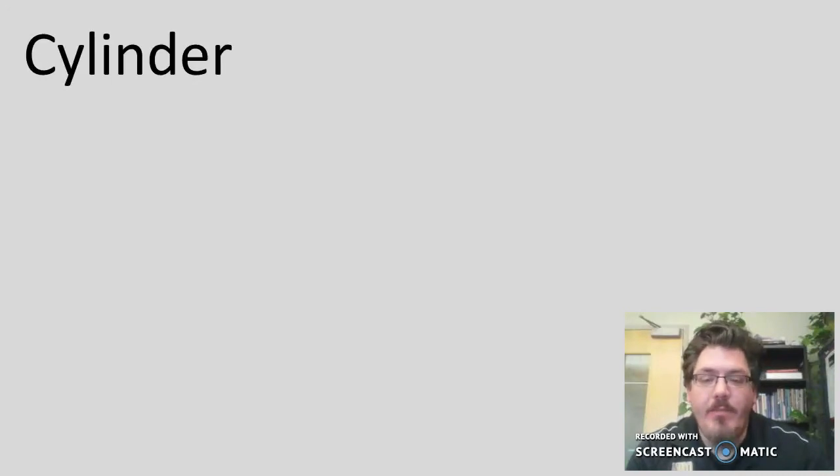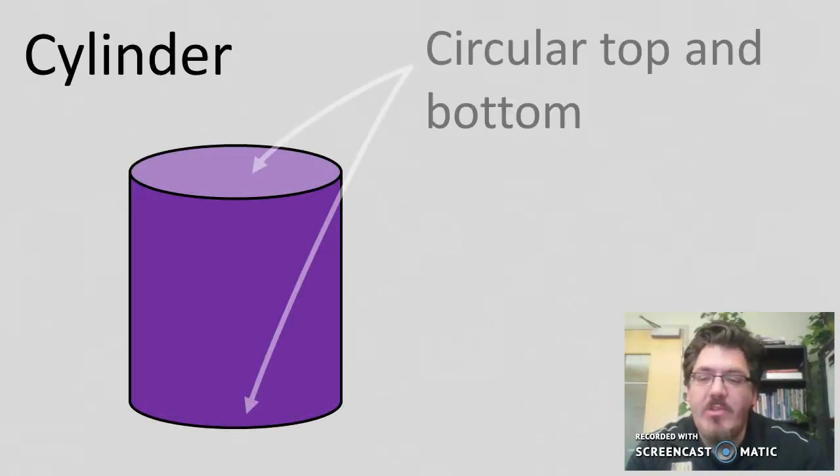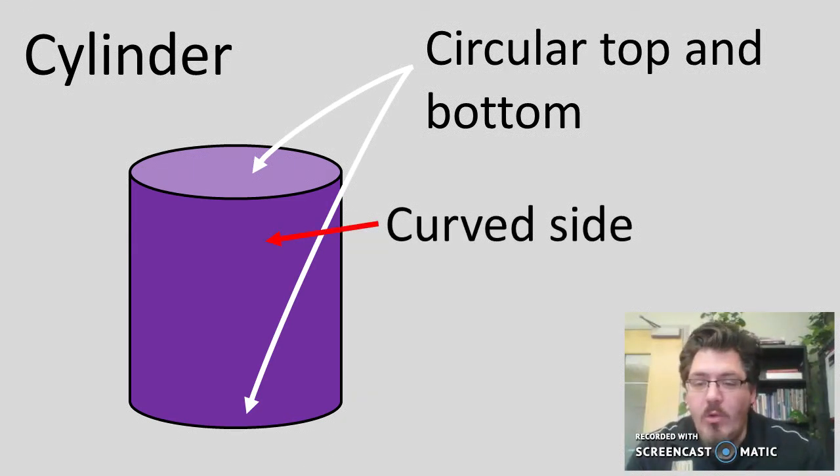The final three-dimensional solid that a kindergarten student should recognize is a cylinder. A cylinder has ends that are circles. The side of a cylinder is curved. A cool feature of the side of a cylinder is that if you unwrap it, it is actually a rectangle. But that characteristic will be addressed later on down the line.